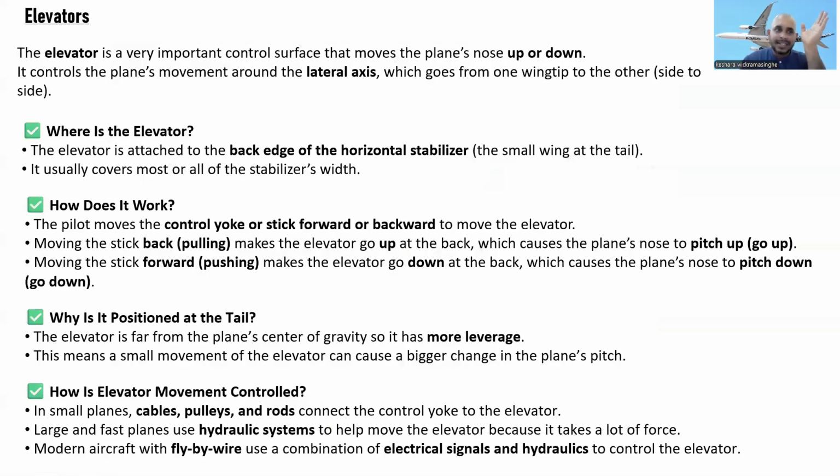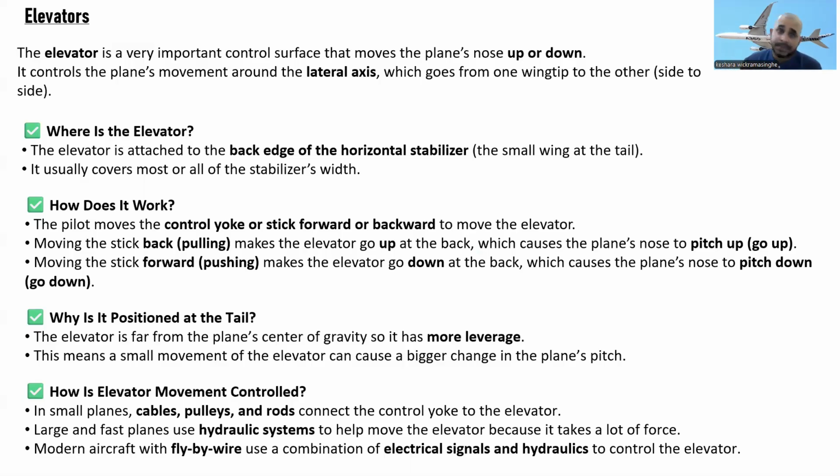Now let's go to the elevators. The elevator is a very important control surface that moves the plane's nose up and down. We discussed it earlier, right? So it controls the plane's movement around the lateral axis. If the plane is facing like this, the lateral axis goes like this, from one wingtip to the other, side to side.